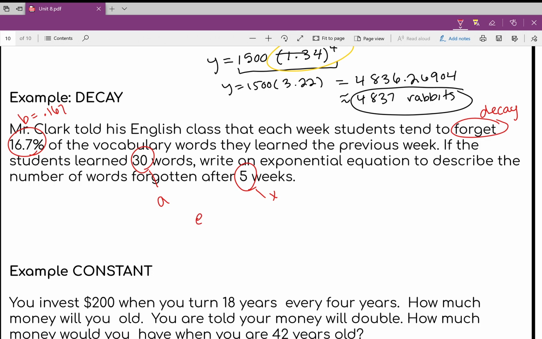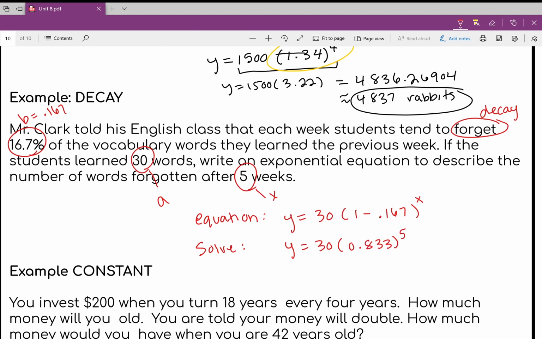So for our equation, remember we have to have y and x. So I have y is equal to a, which is 30, 1 minus, because it's a decay, 0.167 to the power of x. And then to solve it, we plug in x. So y is equal to 30. Let me simplify this. 1 minus 0.167 is 0.833 to the power of 5.